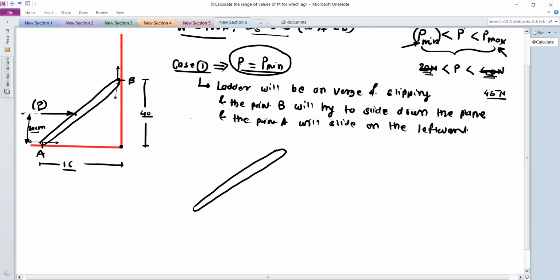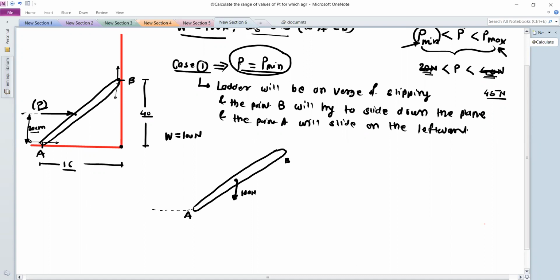So the self weight of the ladder is given in the problem as 100 Newton. This weight will act exactly at the center of gravity. So this is point A, this is point B. From this point, the weight will act vertically downward. So this is 100 Newton. Then at the contact point B, first show this force P at a distance of 20 centimeter.